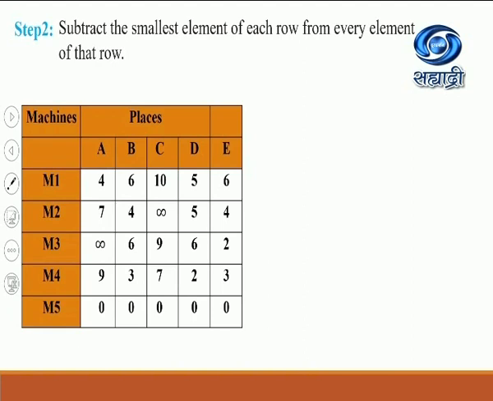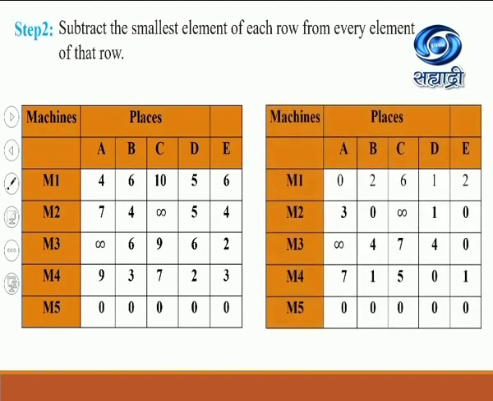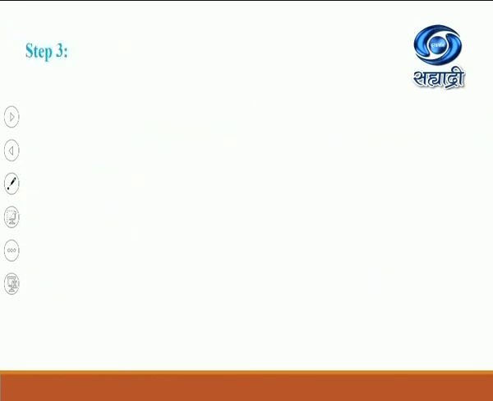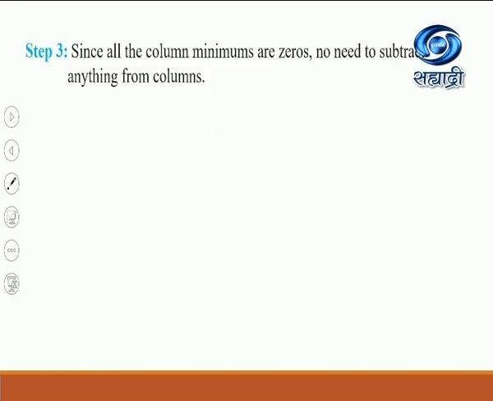First row, the smallest element is 4. Subtract 4 from all the elements, we get 0, 2, 6, 1 and 2. Second row, the smallest element is 4. So we subtracted, 3, 0, 1, infinity, 1 and 0. Third row, the smallest element is 2. So after subtracting, we get 4, 7, 4, 0. And next row, the smallest element is 2. So we get 7, 1, 5, 0, 1. And in the last row, we keep it as it is. Now, whenever a row is added, we do not do the column technique. And whenever a column is added, we do not do the row technique because the minimum element will be 0.